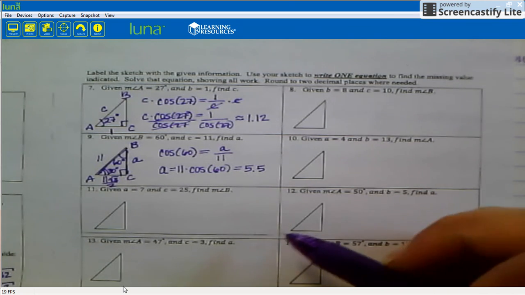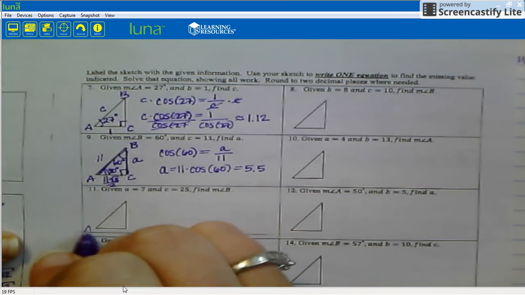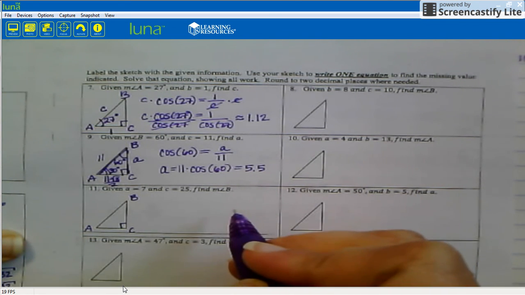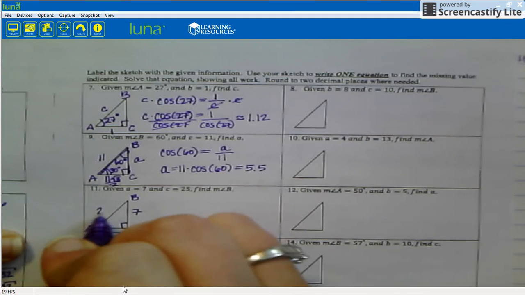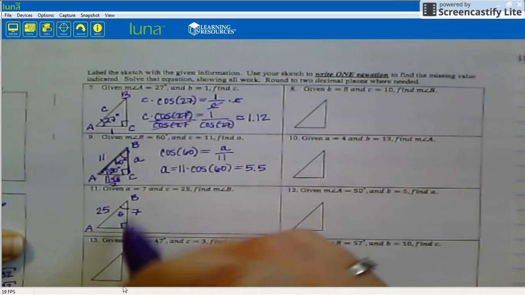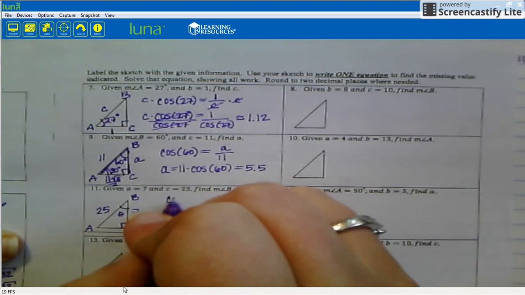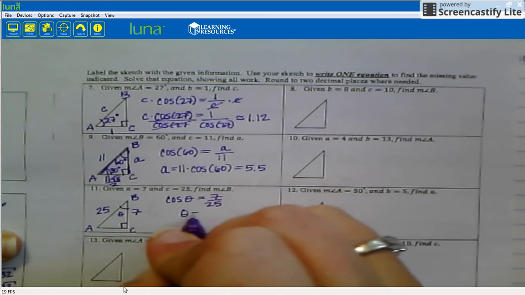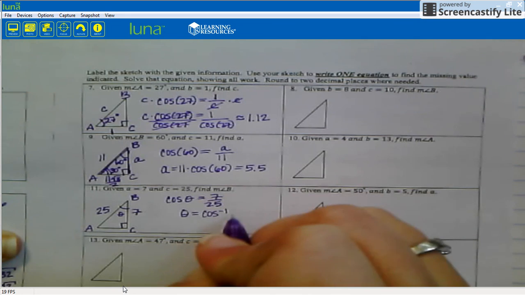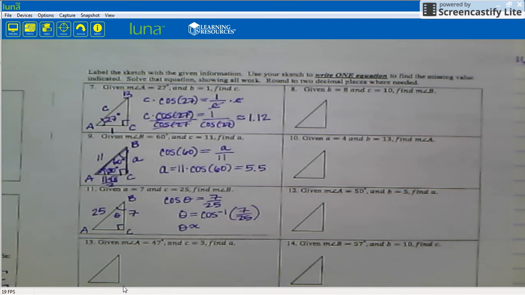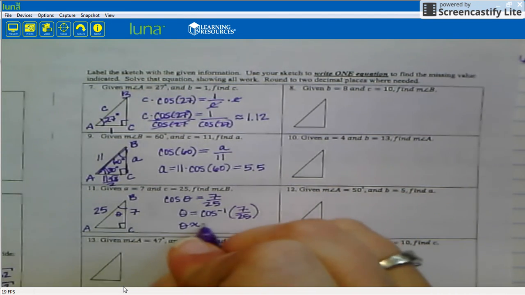For 11, we have A, B, C. Here's my right angle. So they tell me that a is 7 and c is 25. Find the measure of angle B. So I'm looking for this angle. So again, adjacent, hypotenuse. So I have the cosine of theta is equal to 7 over 25. And since I'm solving for theta, I'm going to use the inverse cosine of 7 over 25. So theta is approximately equal to 73.74 degrees.